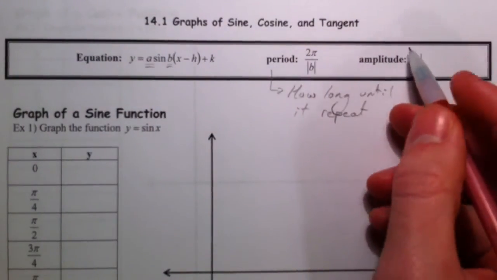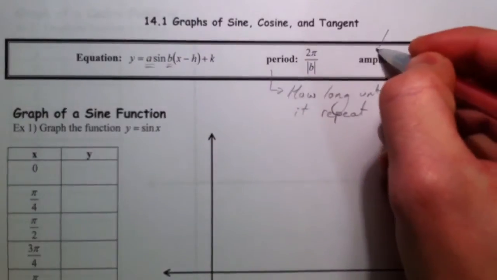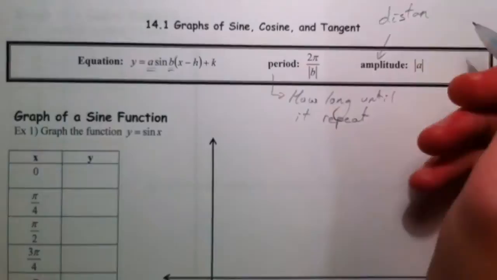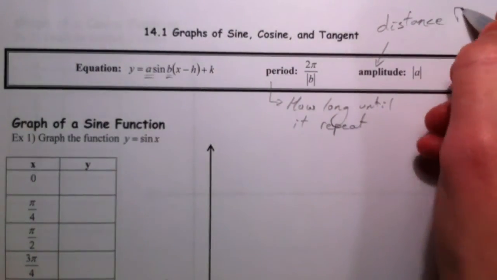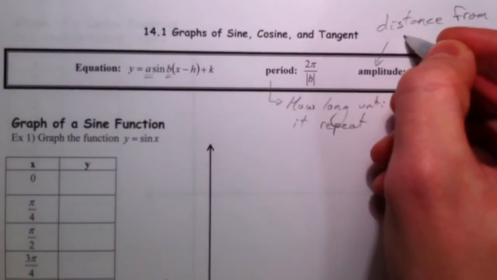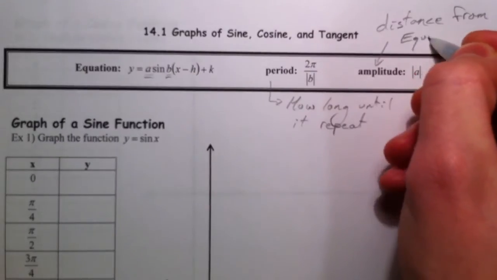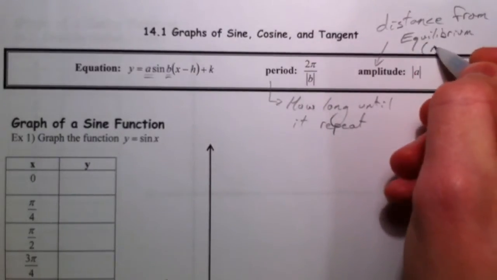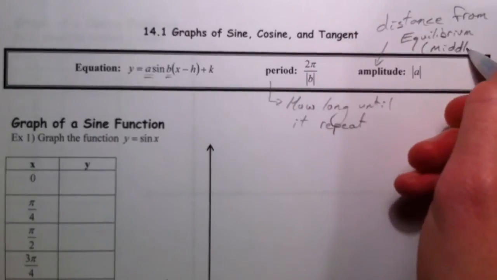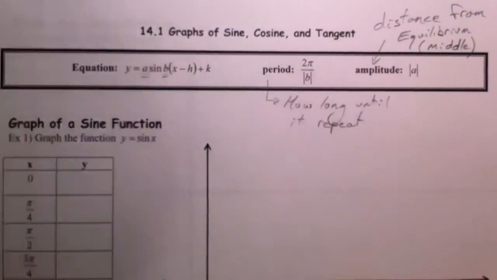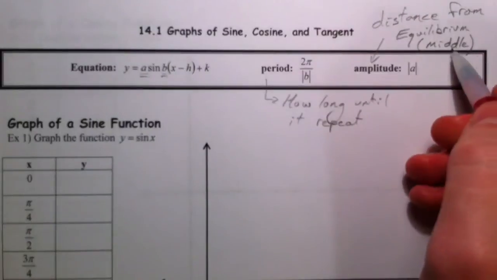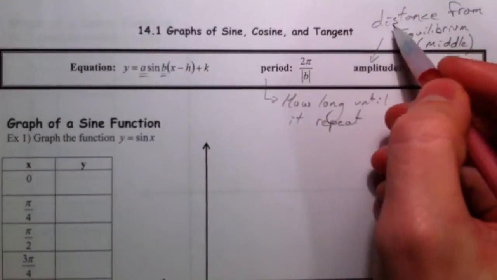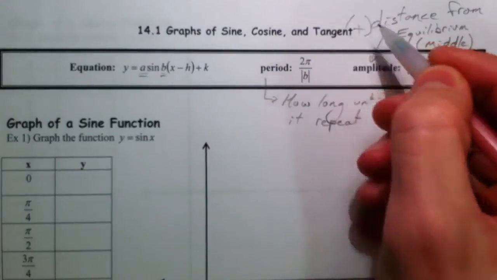And amplitude is how high or low it goes. This is going to be a distance from equilibrium, which is a fancy word for the middle. And I use equilibrium because it's more like physics. And then from the middle, because it's a distance, it's going to always be positive.